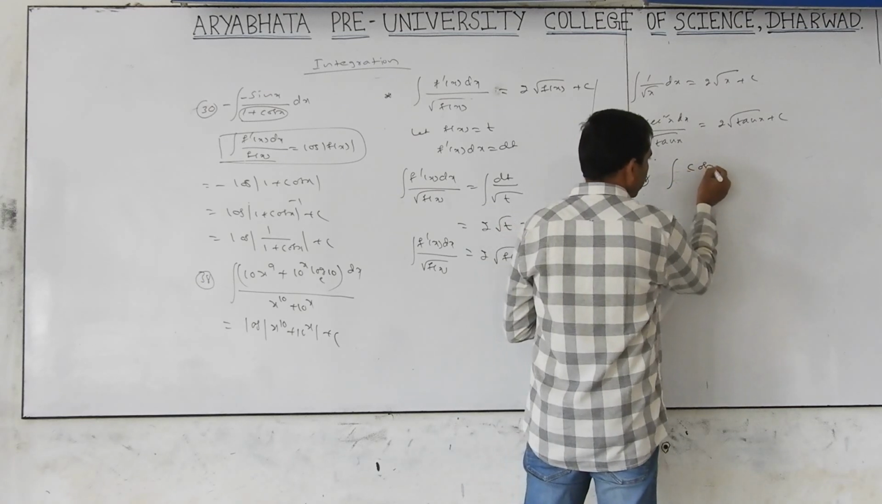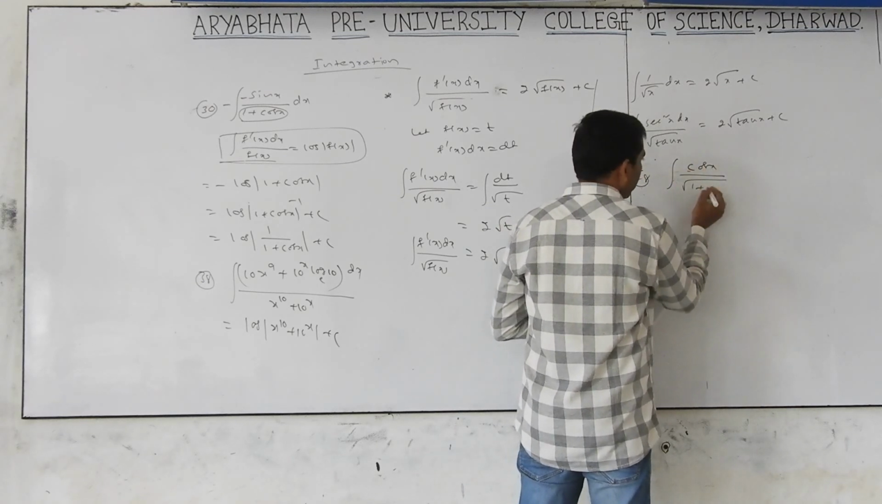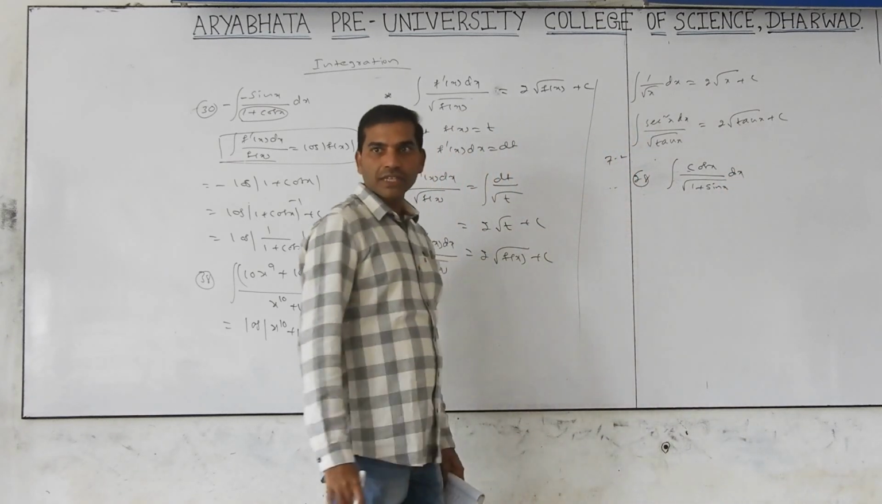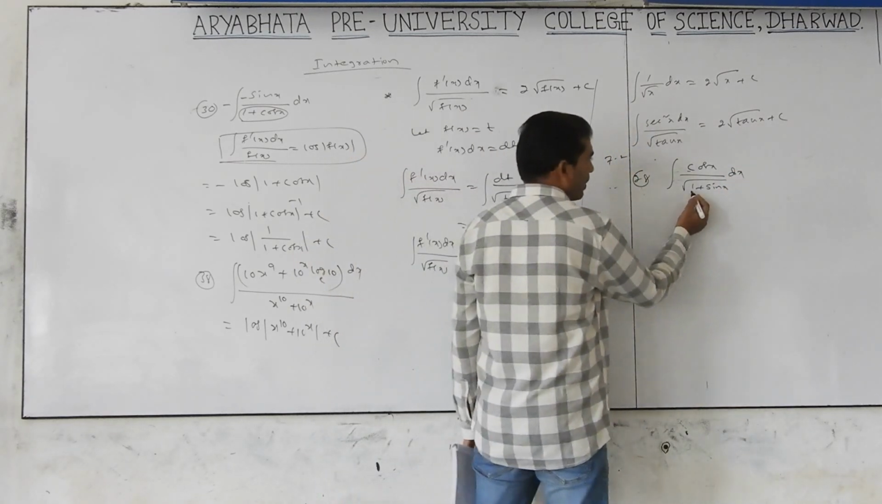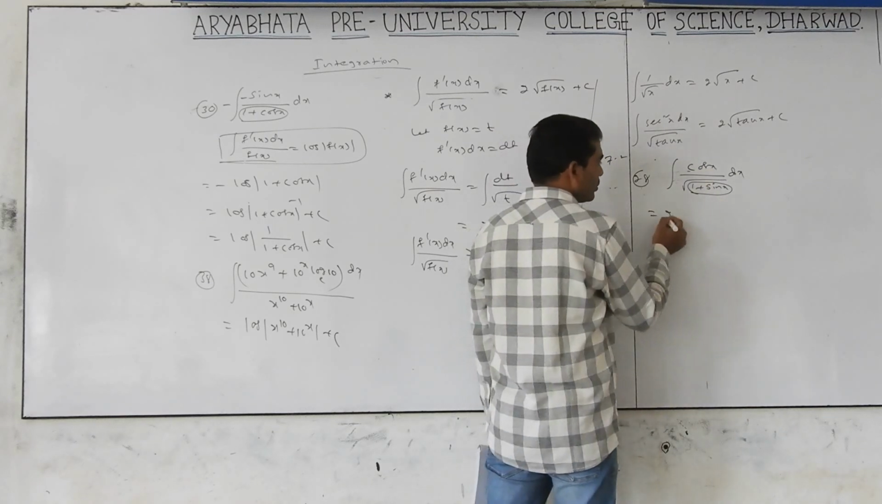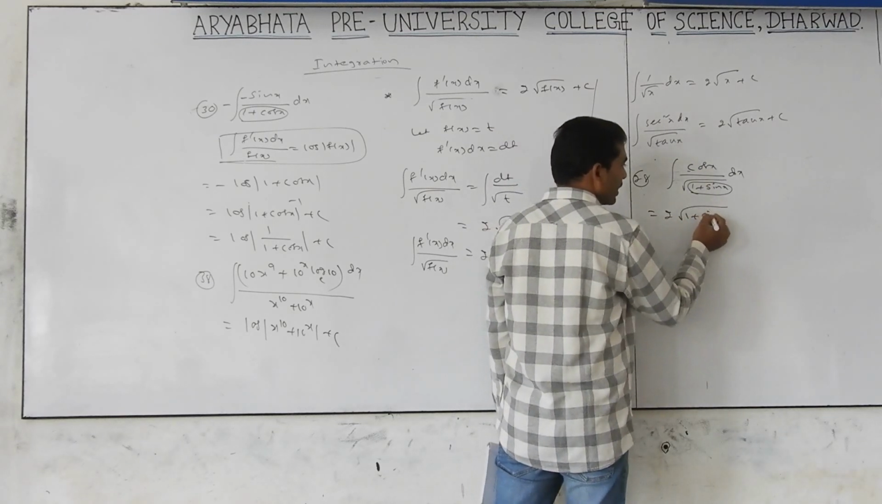28. Integration of cos x by root of 1 plus sin x dx. So 1 plus sin x differentiation is cos x. So the answer is 2 root of 1 plus sin x.